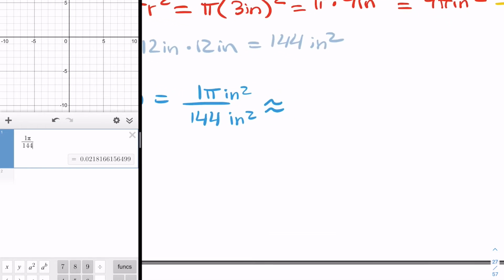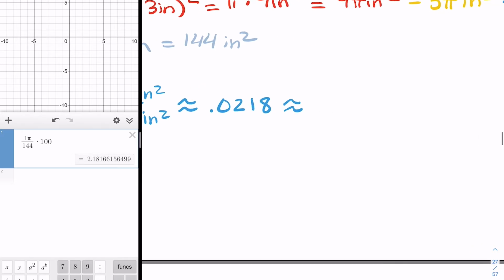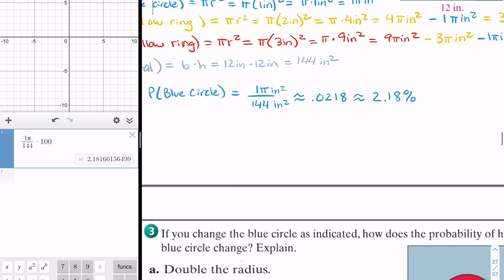Because it's a real world problem, I'm going to give a real world solution here. I'm going to round it to 0.0218, and multiply this by 100 to get a percentage, approximately 2.18%. That's the probability of it hitting the blue circle.